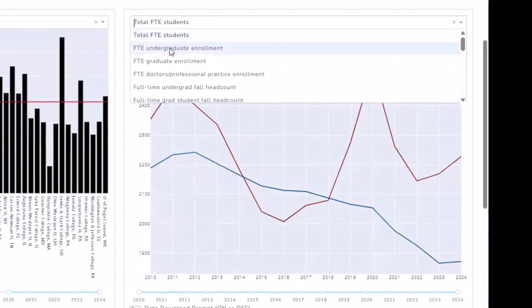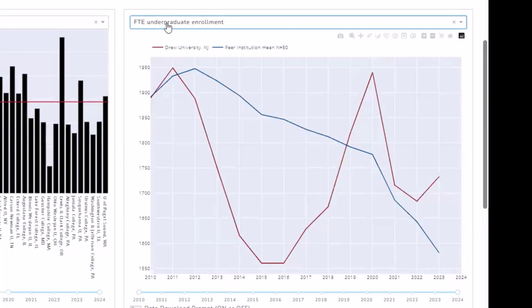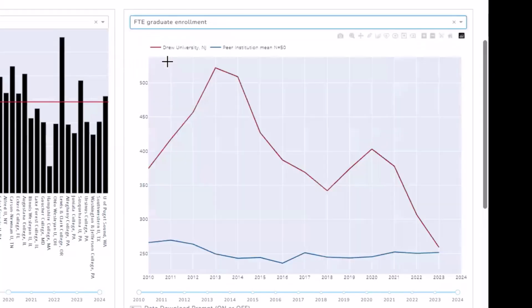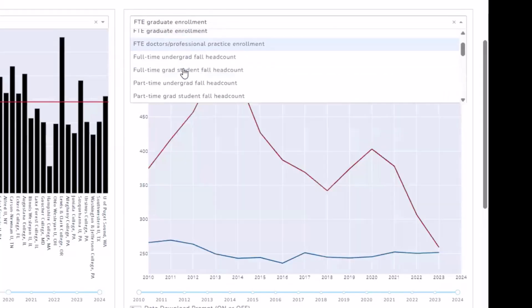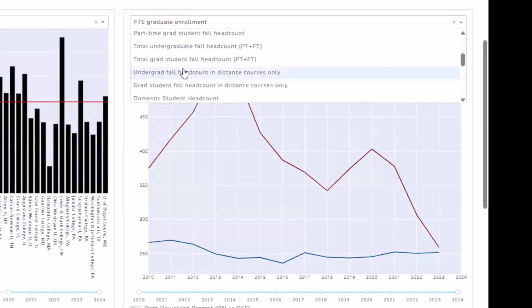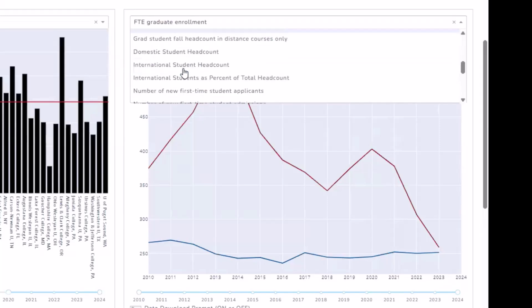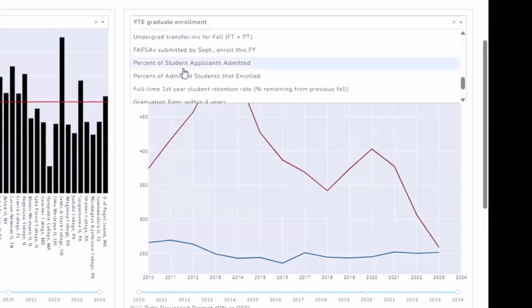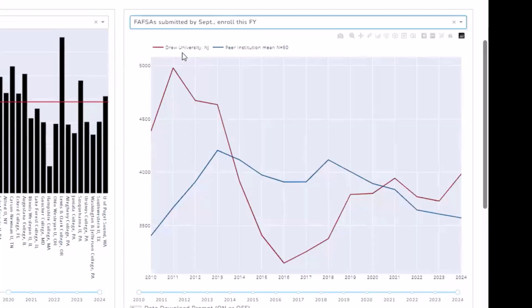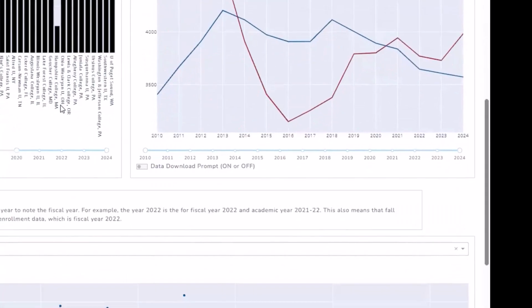We can apply that to undergrad enrollment. You can see the same trend. We can apply that to graduate enrollment, and then we can apply that to any other number of data points that comes from either the IPEDS data or from the audited financial statements, and all of these will show up and be available. Even something like FAFSA submissions is available to track those kinds of points.